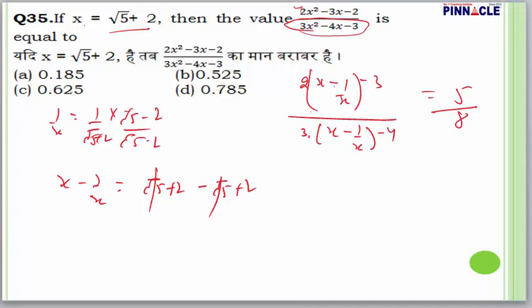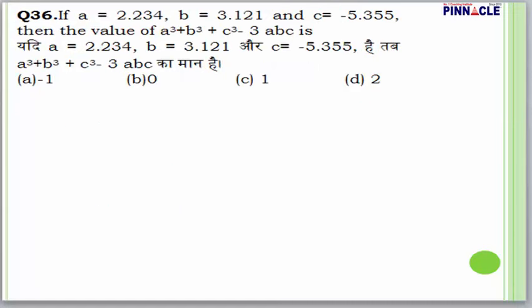And which should be equal to 0.625. If you divide 5 by 8, then you will find 0.625. Answer would be C. Next question, question number 36.